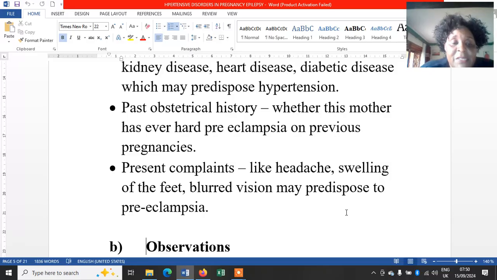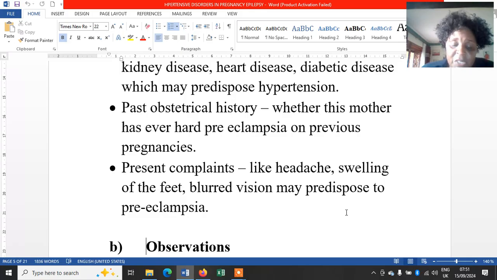Then again, we shall ask about the present complaints. Remember, we said in severe pre-eclampsia, the mother will start complaining of headache, blurred vision, epigastric pain. So we ask about those present complaints. And if the mother reports headache, blurred vision, severe epigastric pain, swelling of the feet, then we can start to think about hypertensive disorders in pregnancy.